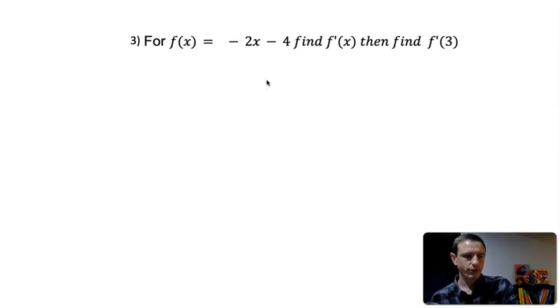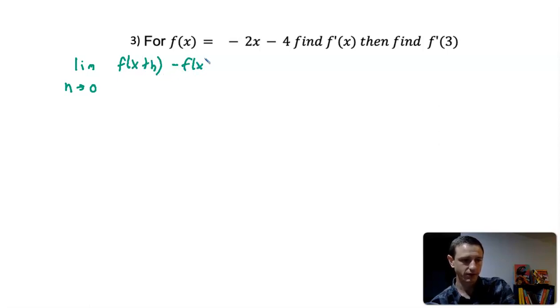In this example, we want to find f prime of x and find f prime of 3 for f of x equal to negative 2x minus 4 using the definition of the derivative. Okay, so the definition of the derivative is the limit as h goes to 0 of the difference quotient, f of x plus h minus f of x all over h.